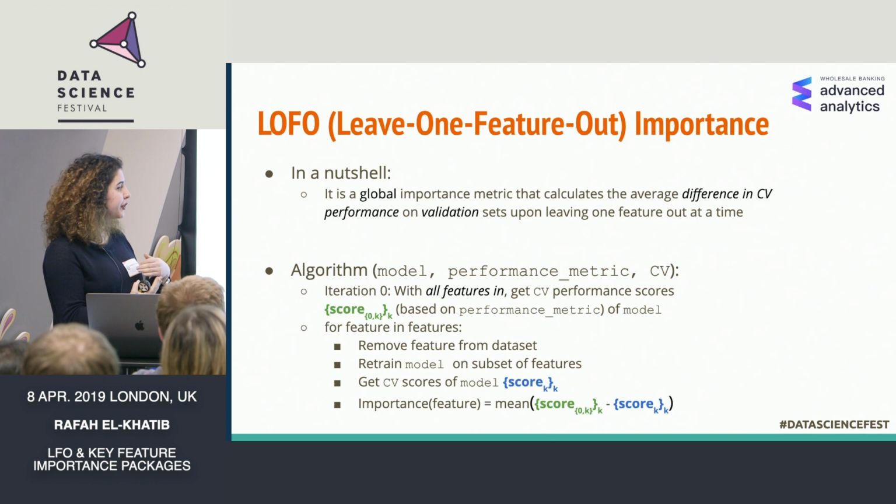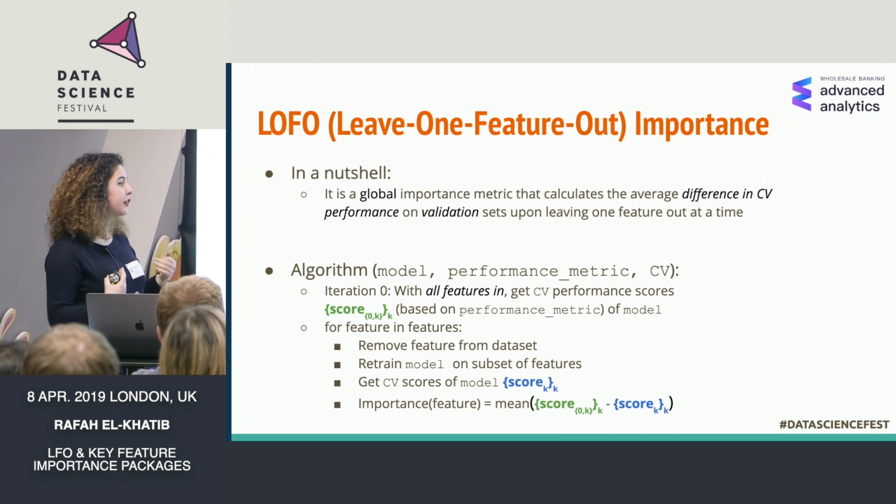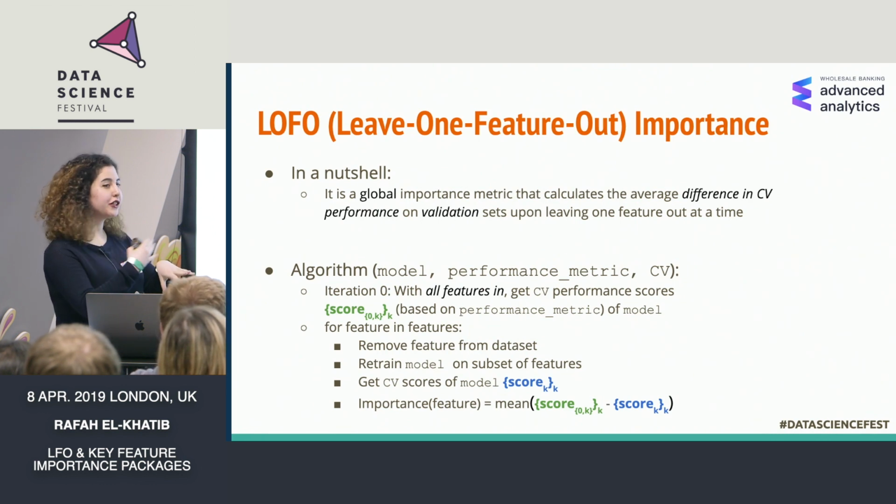And then you loop over the features. For every feature, you remove it from the data set. You retrain the model on the new subset of features. You get the new performance scores, and the importance of this feature is the mean of the difference over all the folds.